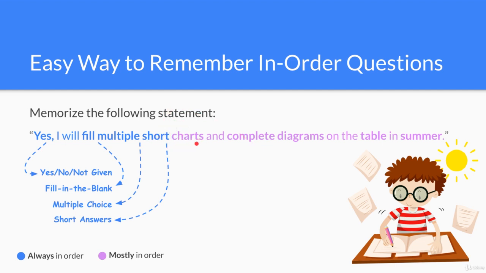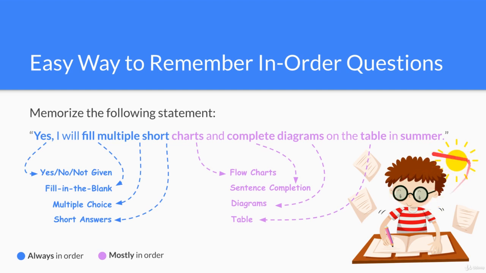Now the charts, that stands for the flowchart questions. Complete stands for sentence completion. Diagrams stands for just diagrams. Table stands for table questions. And finally, summer, as you can see over here in the image, it's very hot over here, the sun is shining. The summer stands for the summary question type.